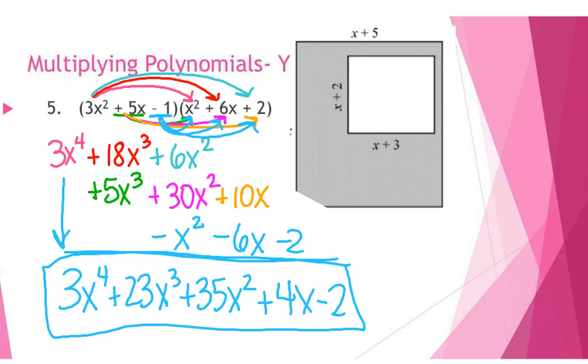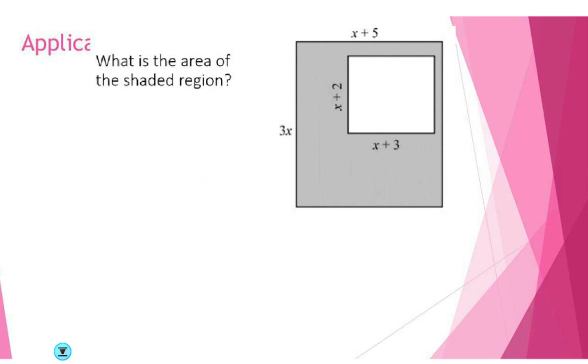Last example. You might see something like this pop up on an open note quiz, or definitely maybe on your test. It says, what is the area of the shaded region? So let me give you a soft example over here. Let's say this is 5 by 2, and this is a 2 by 1. And I said to find the area of this region.